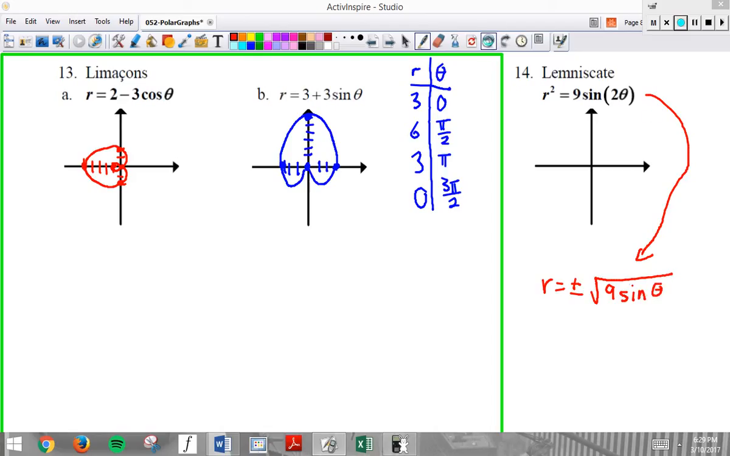2 theta. So lemniscate is a fancy word for a figure 8. I first learned this word not in polar coordinates because I never took a class on this. I'm not trying to explain or brag. But in a book by Vladimir Nabokov, which is really good, called Pnin.